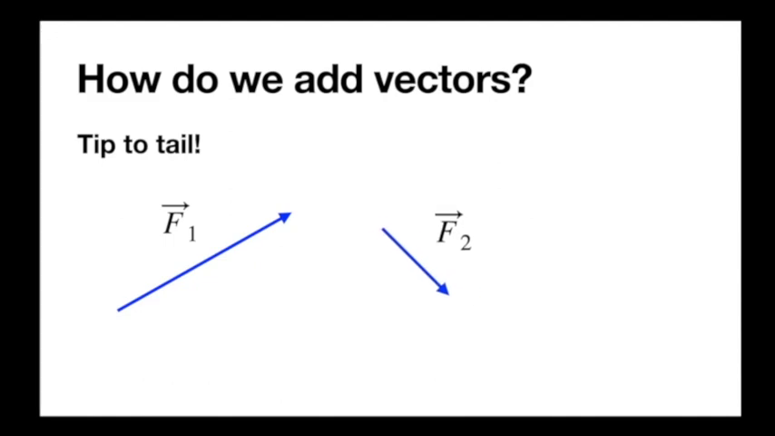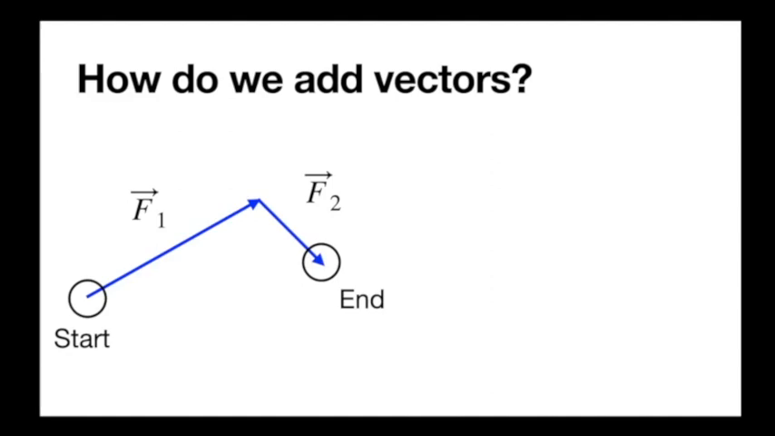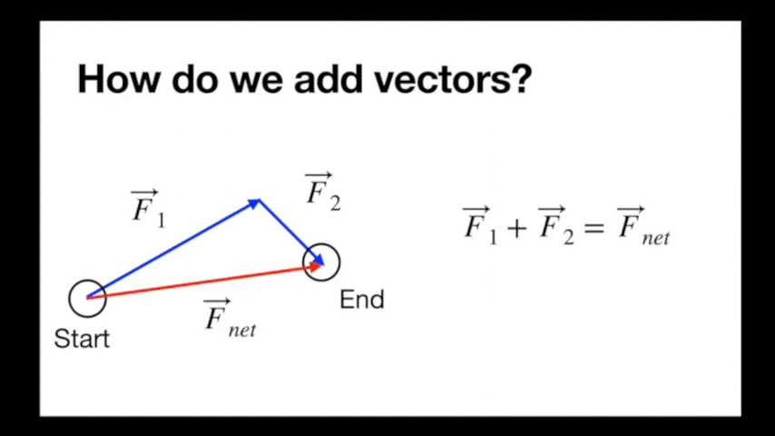So we stack them. You think about it as just following from the beginning of one through the arrows. You place them in a chain, identify your start and end, and draw a new arrow that goes from your start to your finish point. So algebraically, adding vector f1 plus vector f2 gives me this new vector fnet. And that applies for as many vectors as I have.